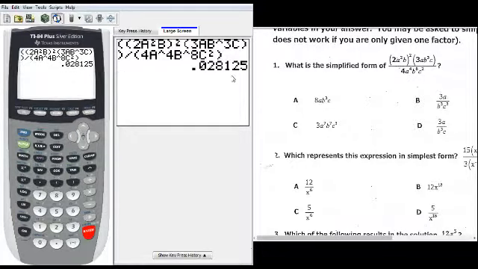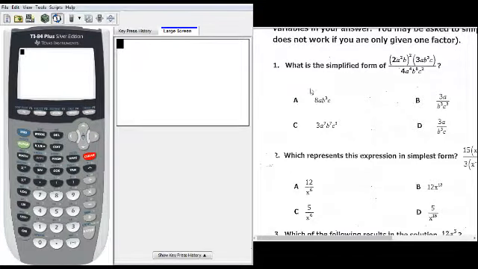Okay, so let's make sure that we remember that number. I'm going to clear this out. Remember, it's got to be 0.028125. Alright, so here we go. We're going to start with A. So we're going to type in 8 alpha A, alpha B raised to the third power, alpha C. We get 7,680, so letter A is out of the question.